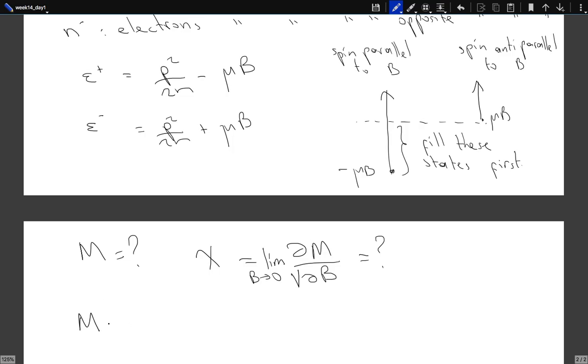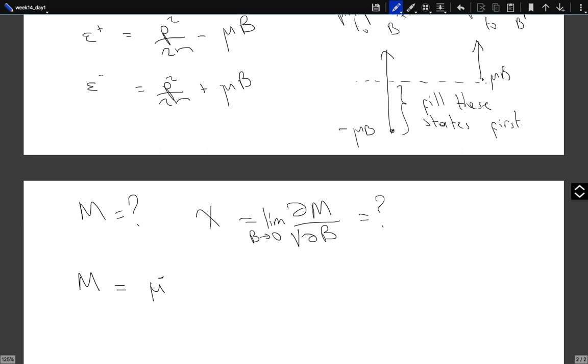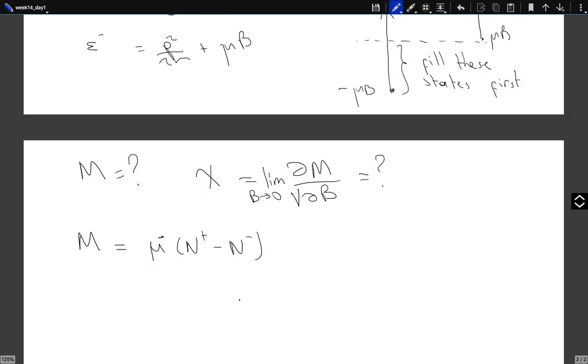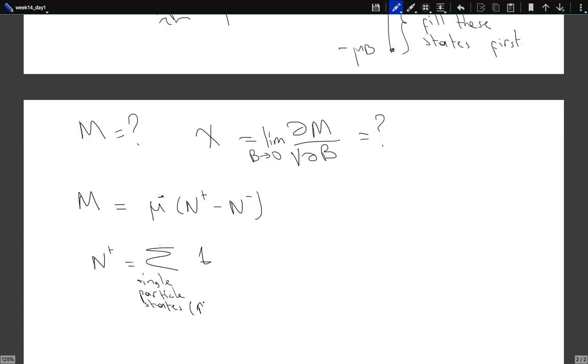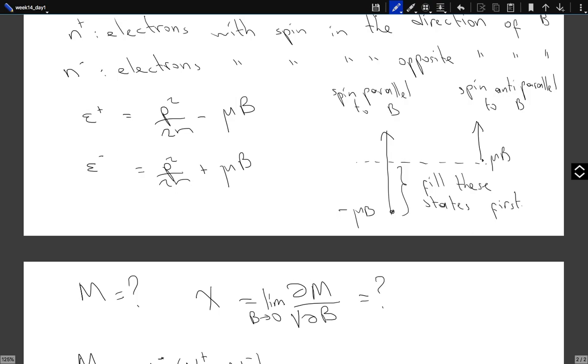So the magnetization of the system. The total magnetization will be just μ times N plus minus N minus. This is the total magnetization of the system. N plus will be just the integral, or the sum of 1 over all single particle states, of course spin up in the direction of B, up to the Fermi level. So the states will be filled up to the Fermi level.